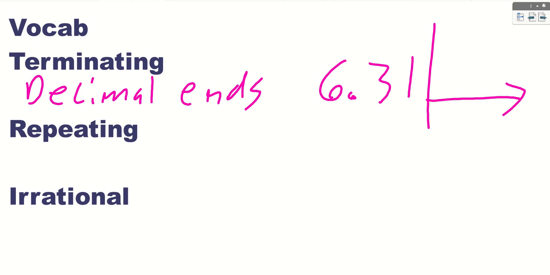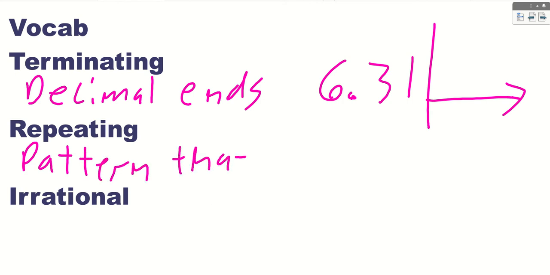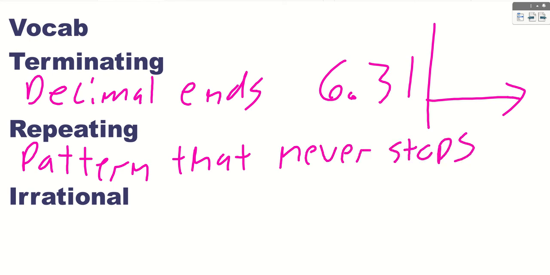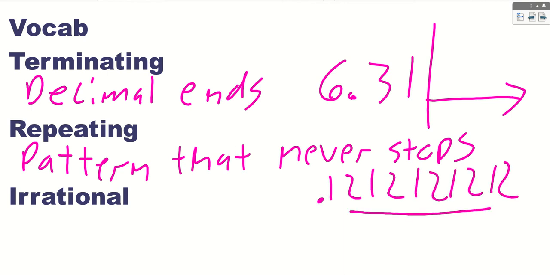So repeating is that there's a pattern that never stops. So if it was like 1, 2, 1, 2, 1, 2, 1, 2, I'm not done dividing, but it's going to keep going on forever.